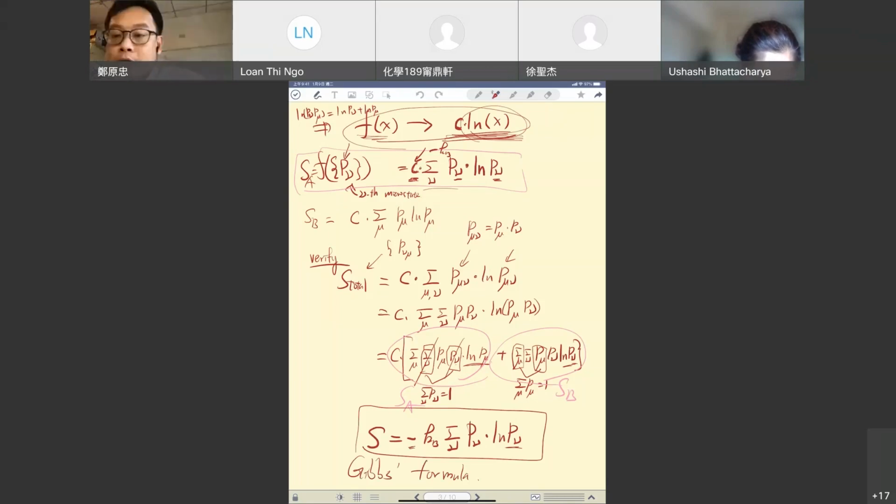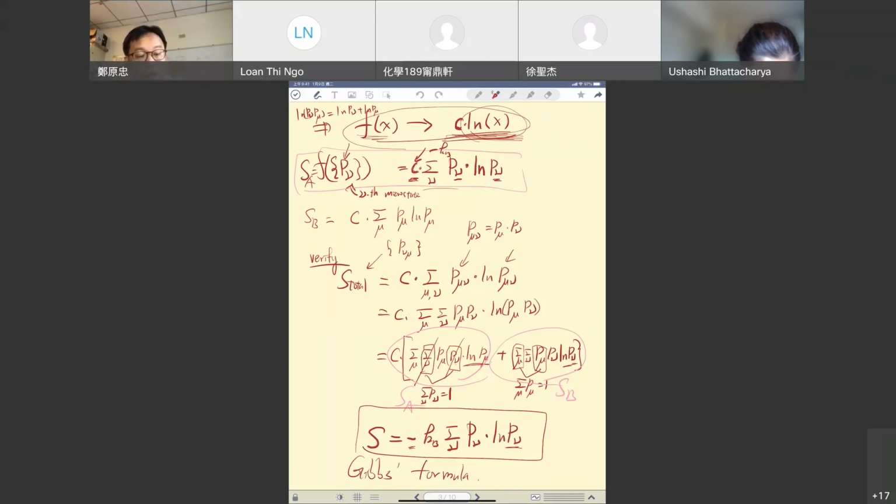This formula allows us to calculate entropy with any distribution. So for any system, if we know the probability distribution, we can now calculate entropy. And this is already the most generalized form, the most general form of calculating entropy from microscopic distributions. So okay. Any questions here?